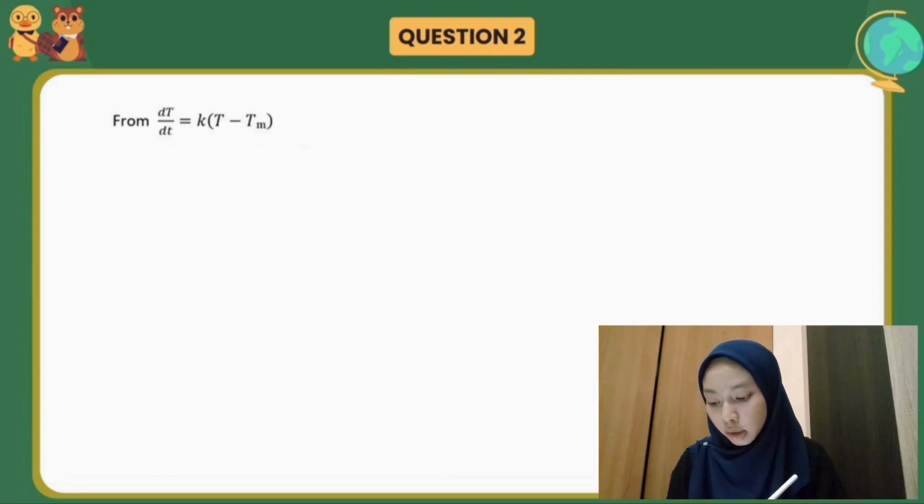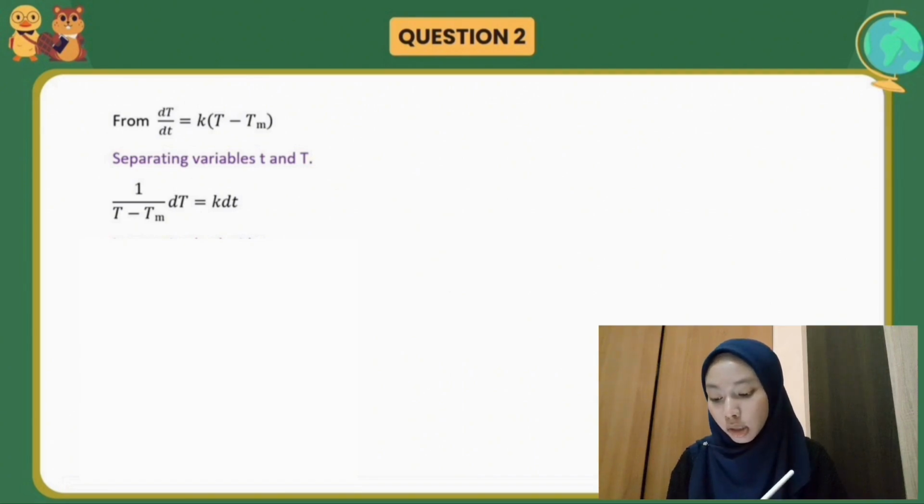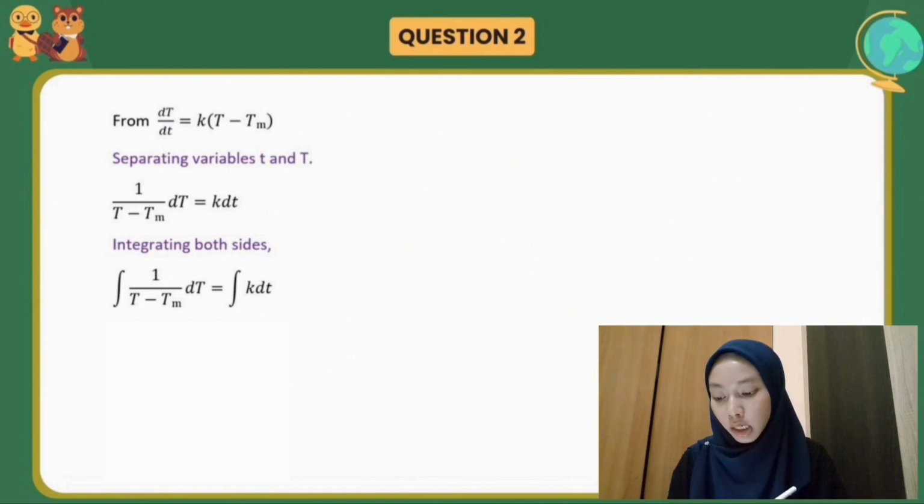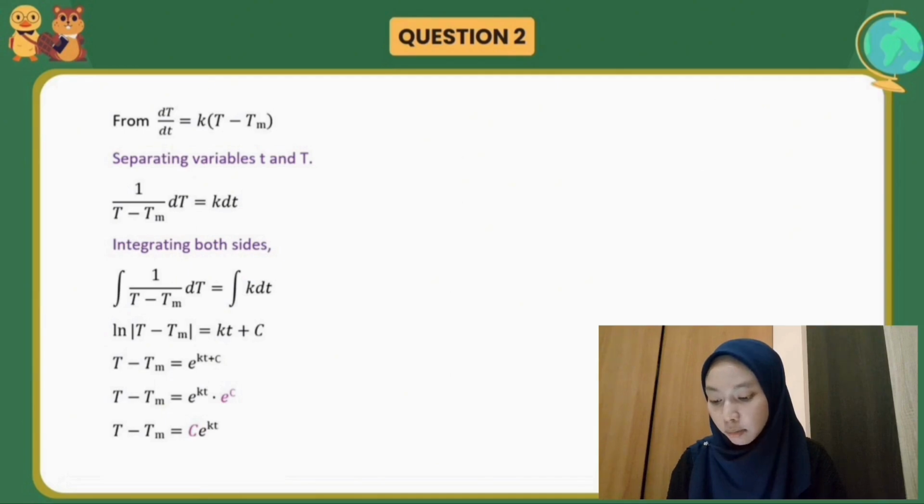Newton's law formula is dT/dt equals k multiplied by (T minus Tm). From the formula, we need to separate the variables T and t, and we get 1 over (T minus Tm) dT equals k dt. Then, integrating both sides, we get ln|T minus Tm| equals kt plus c. Then, T minus Tm equals e to the power of (kt plus c). Then, T minus Tm equals e^(kt) multiplied by e^c. And then, T minus Tm equals C e^(kt). And we get T equals Tm plus C e^(kt).